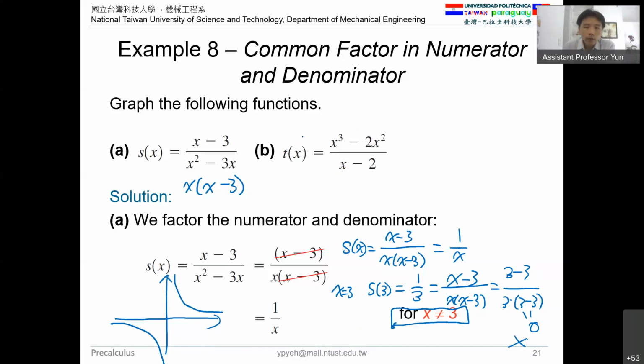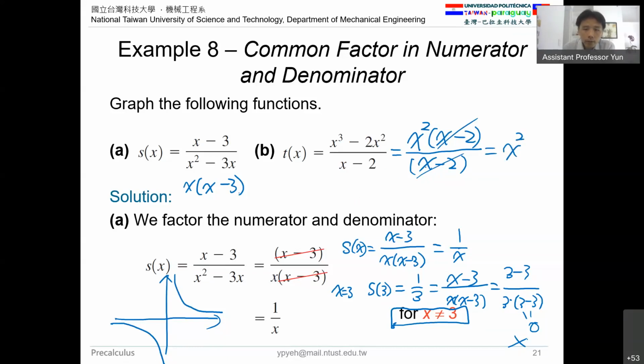Okay, so in the second example, t of x will equal x cubed minus 2x squared, divided by x minus 2 here. So you can find a common factor in the numerator, which will equal x squared, and then we will be left with x minus 2. And in the denominator, they will equal x minus 2 as well. So in this case, they will cancel this common factor, right? Which will equal x squared here.